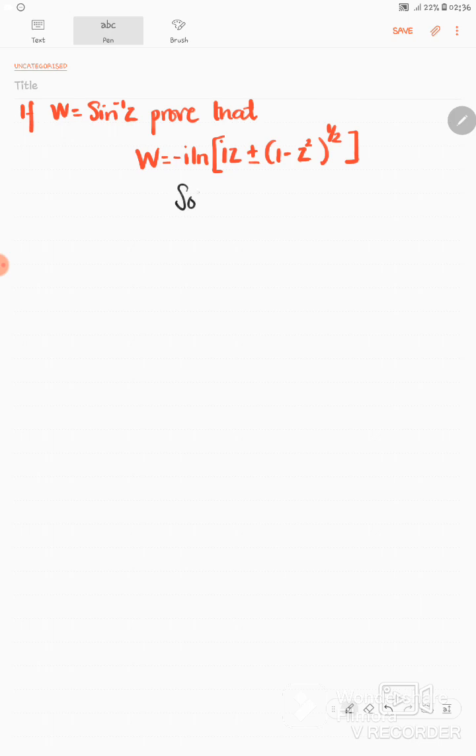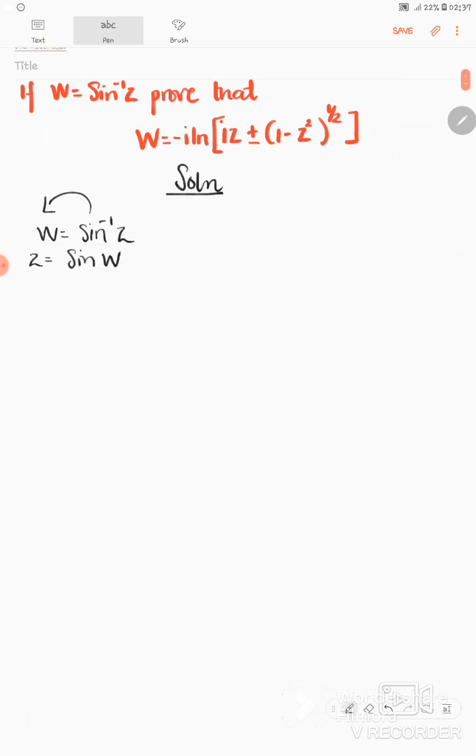Solution. If w, now let's write our question. We have w equals sine inverse of z. Now bringing the sine inverse to the left hand side, it will give us z equals sine w.